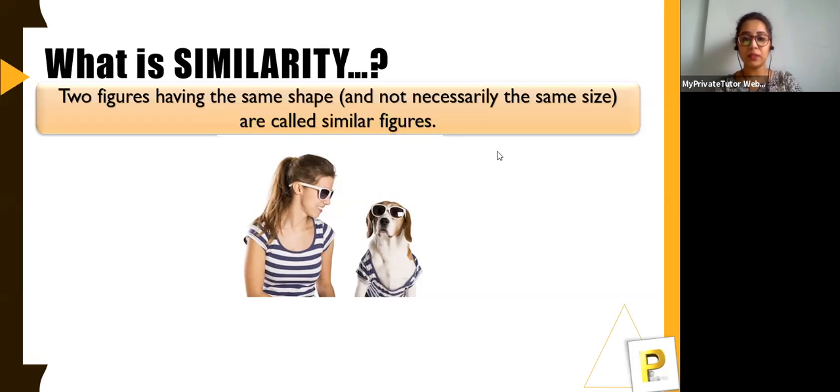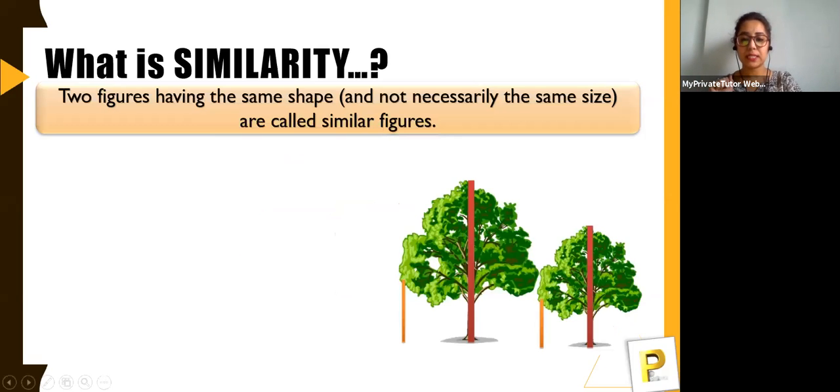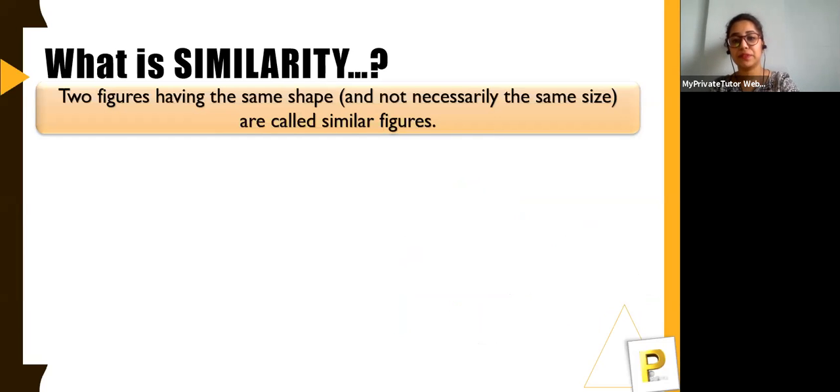Let's jump into the next one. If we talk about these trees, you can see that the shape is totally the same. But if you talk about the size, they are totally different. So if the size is different and the shape is the same, they are similar figures. So this is a similar figure.